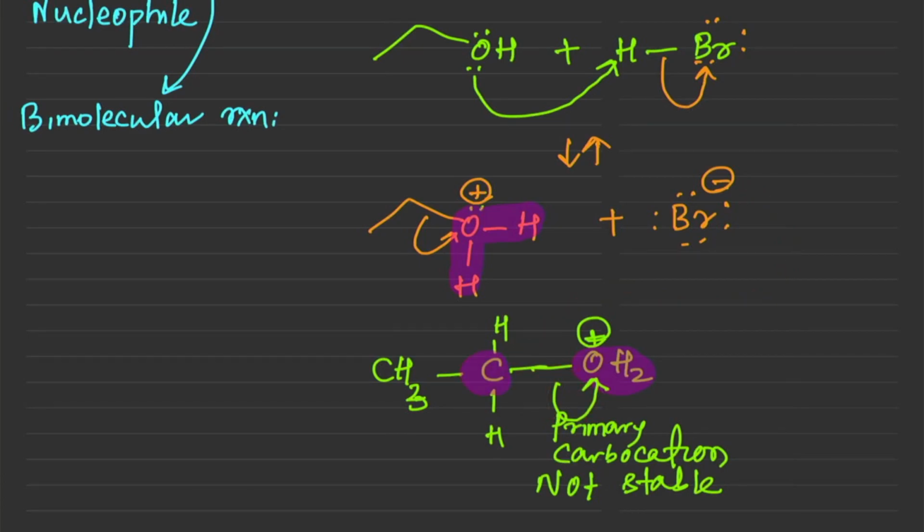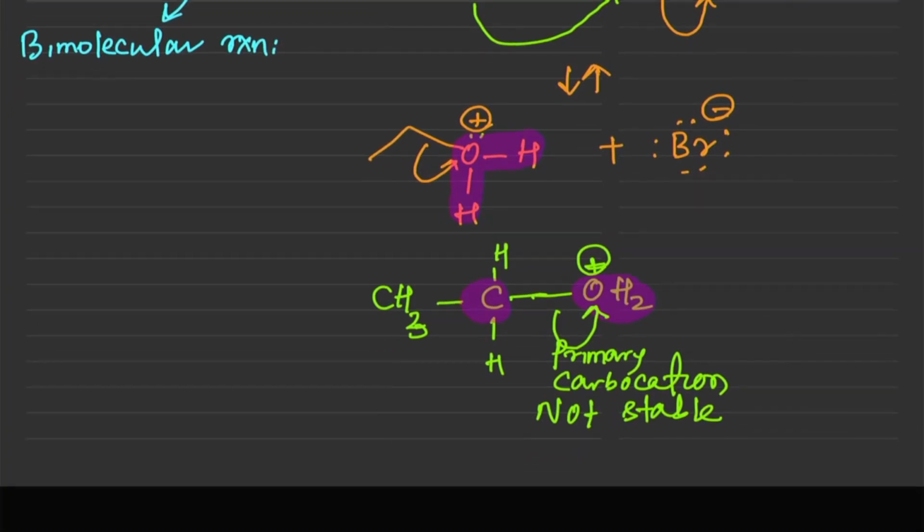Again, let me recap. As you're breaking the bond between carbon and oxygen, Br minus will approach from the opposite direction. That's important. SN2 reactions always happen from the opposite direction. The nucleophile is coming from the opposite direction to attack the same carbon atom, so that the carbon atom is never empty. It's never going to create a true carbocation, but the attack and removal will happen simultaneously.